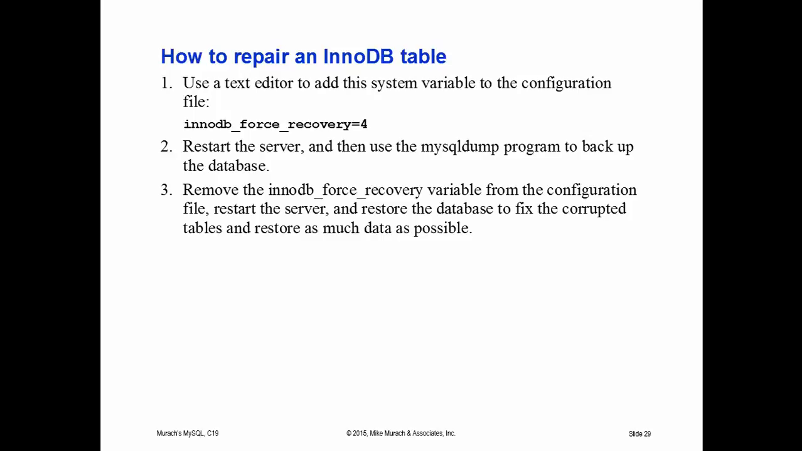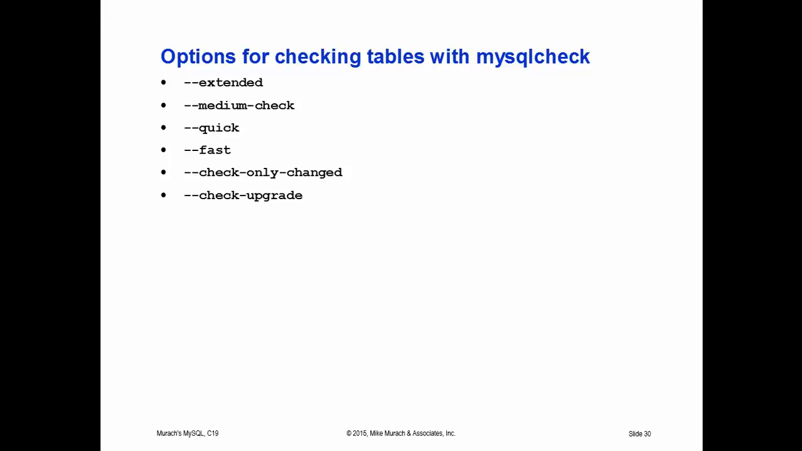If you want to try to repair an InnoDB table, as shown here on page 551, it's a three-step process. You use a text editor to add the system variable innodb_force_recovery equal to 4. You then restart the server, use the mysqldump program to back up the database, and then you remove this recovery variable, restart the server, and restore it, and try to restore as much data as you possibly can.